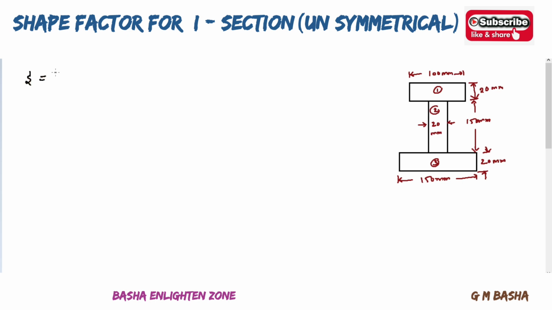Shape factor is equal to the plastic modulus of the section to that of the elastic modulus of the section. We know the plastic modulus of the section is taken as A by 2 into (y1 bar plus y2 bar), and the elastic modulus is equal to I by y max. In the Zp, I will take this A1.